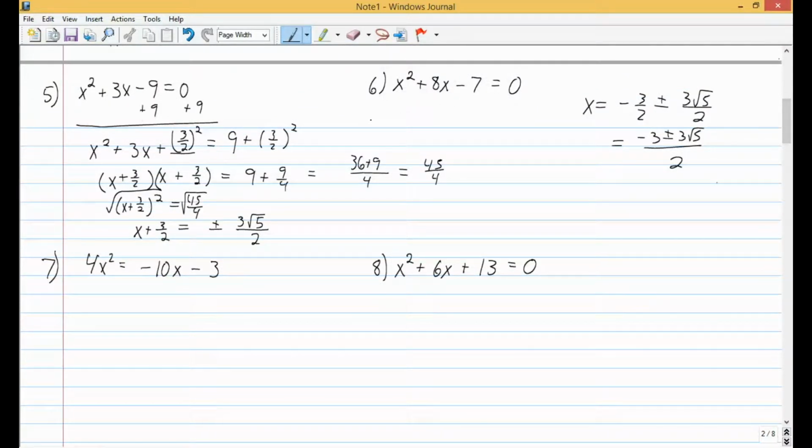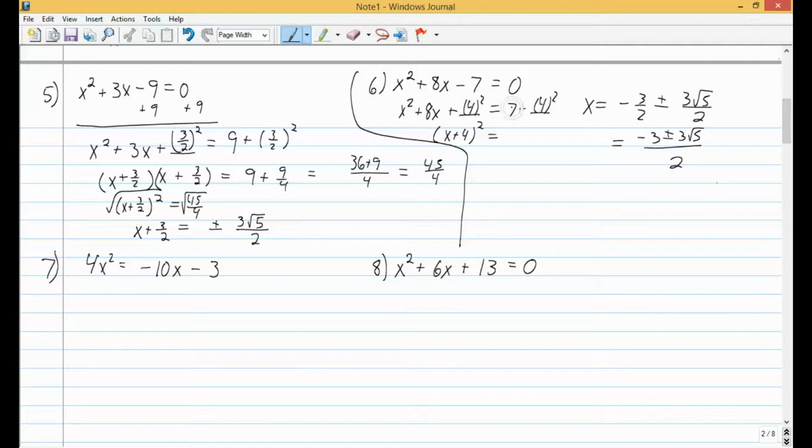Alright, number 6. I need to move the 7 over first. So this is going to be x squared plus 8x plus blank equals 7 plus blank. Alright. So half of 8 is 4. 4 squared is what you put in both blanks. So the left side is going to be x plus 4 squared, right? Because remember, it's a perfect square.